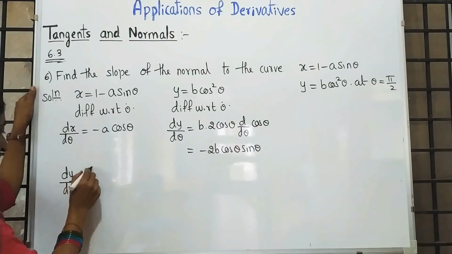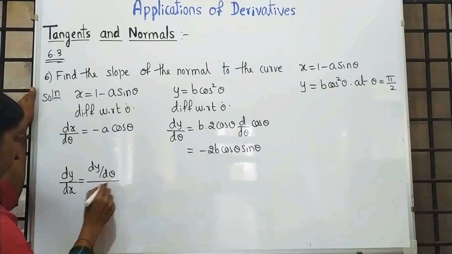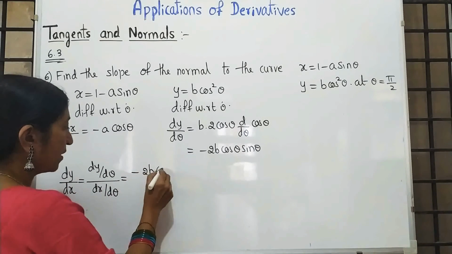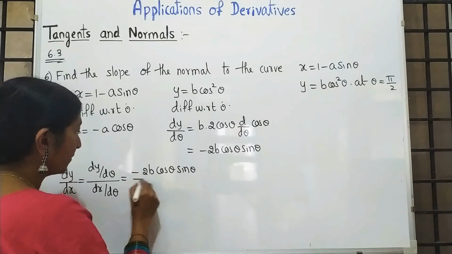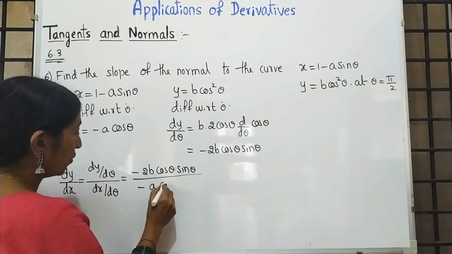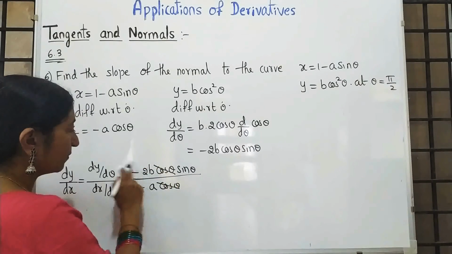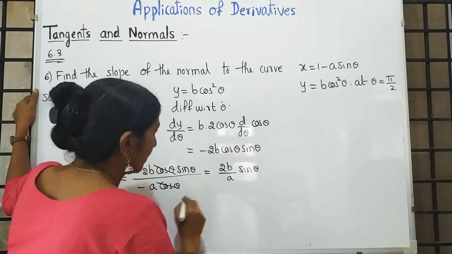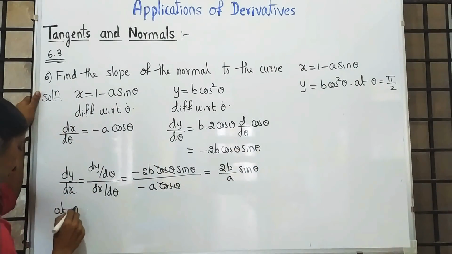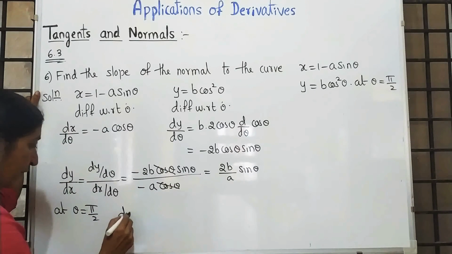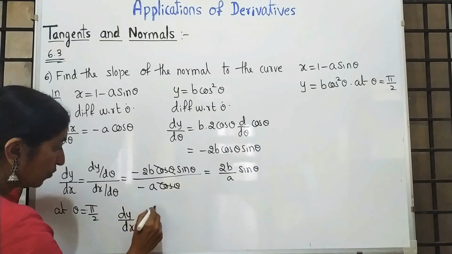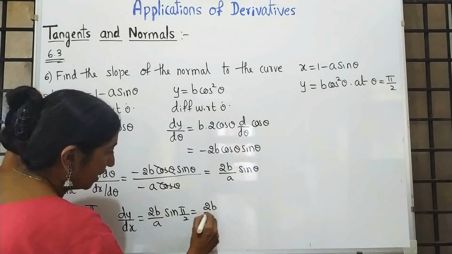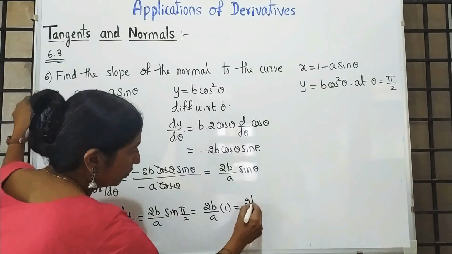dy upon dx is dy upon d theta divided by dx upon d theta, that is minus 2b cos theta into sin theta divided by minus a cos theta. Cos theta gets cancelled, minus into minus becomes plus, 2b upon a sin theta. At theta is equal to pi by 2, dy upon dx is equal to 2b upon a sin 90 degree. What is sin 90 degree? Sin 90 degree is 1. That means we will get 2b upon a.